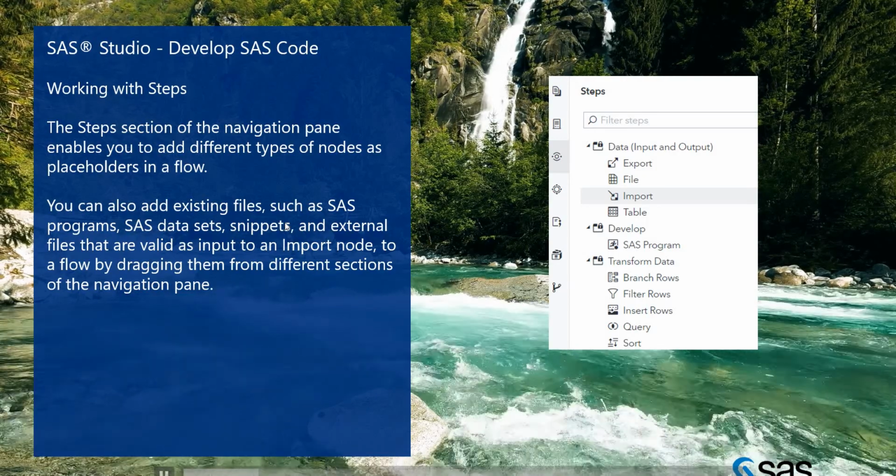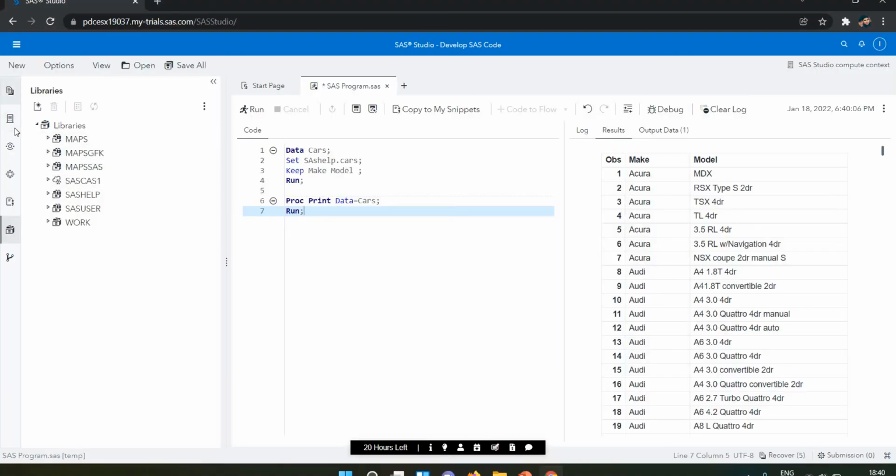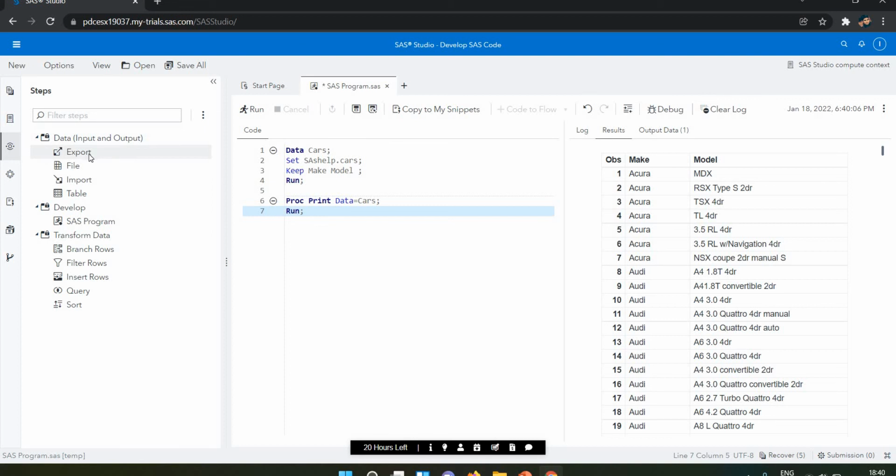Next we have working with the steps. After the explorer we have the steps option. In the steps option we have many features, let's suppose export file and import table related to the SAS program. Then we have transform data, branch rows, filter rows, insert queries, and sort. So those are the steps available here.